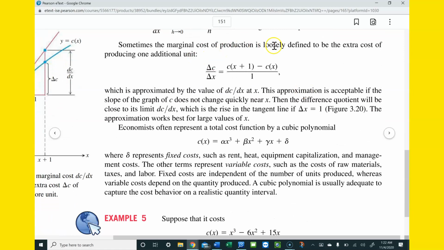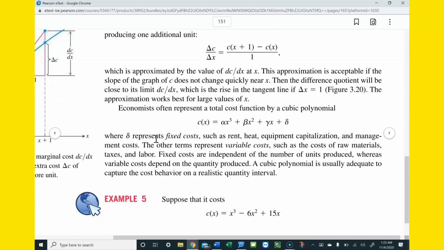Sometimes the marginal cost of production is loosely defined to be the extra cost of producing one additional unit, which is approximated by the value dC/dx at x. This approximation is acceptable if the slope of the graph of C does not change quickly near x. Then the difference quotient will be close to its limit dC/dx, which is the rise in the tangent line if delta x equals 1. The approximation works best for large values of x.